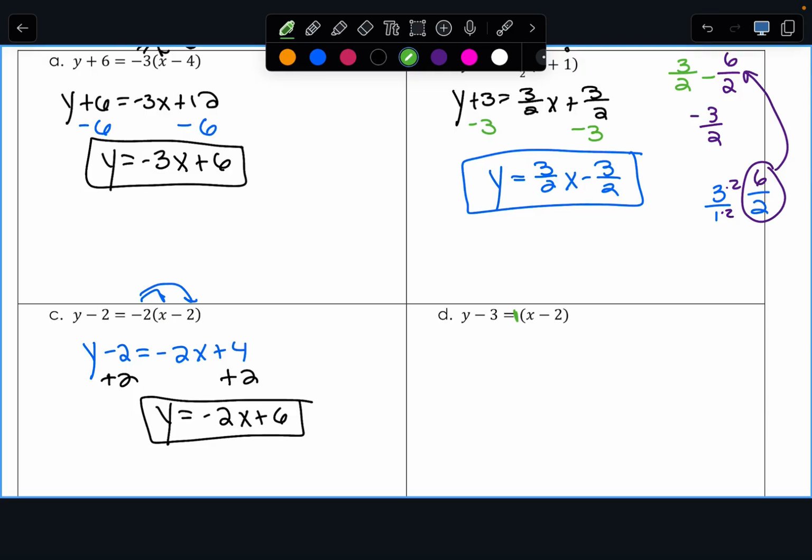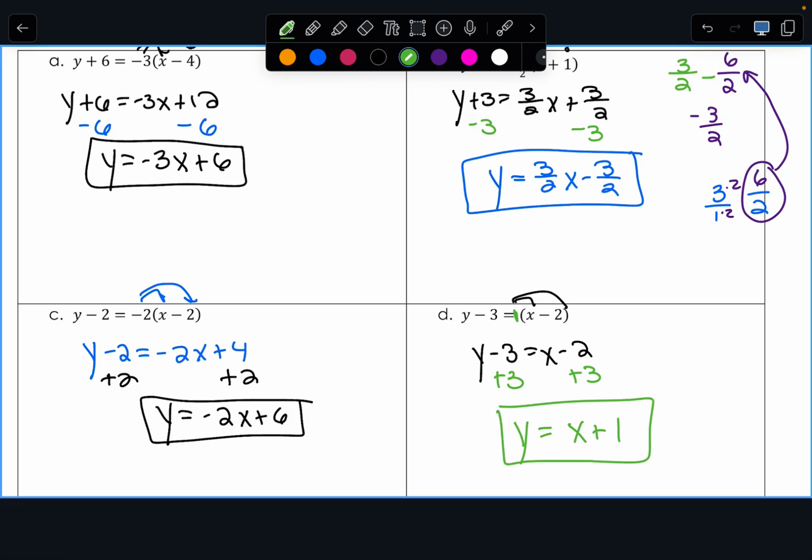There's technically a little invisible 1 there, so when you distribute 1 in, it's just x minus 2. Add 3. Y equals x plus 1. And that is your equation of the line in slope-intercept form.